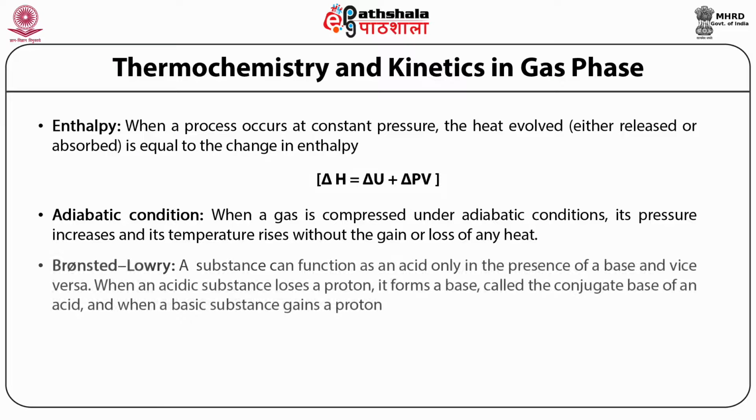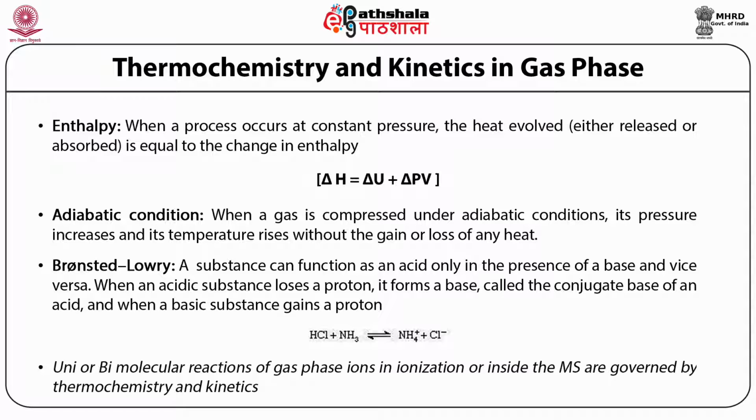Next important one is Bronsted-Lowry theory. I think all of you must be familiar with this. A substance can function as an acid only in the presence of a base and vice versa. When an acidic substance loses a proton, it forms a base called the conjugate base of the acid. And when a basic substance gains a proton, it forms a conjugate acid. In this reaction, hydrogen chloride combines with ammonia and forms an ammonium ion with a negative chloride ion. So here, unimolecular or bimolecular reactions of gas phase ions in ionization or inside the mass analyzer are governed by thermochemistry and kinetics.